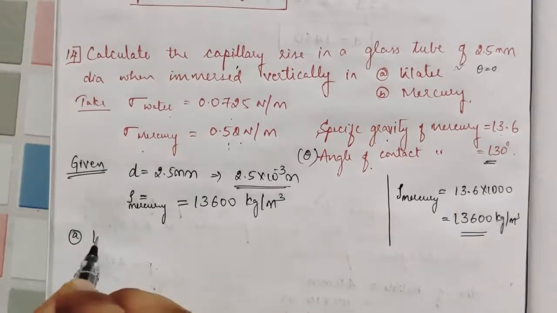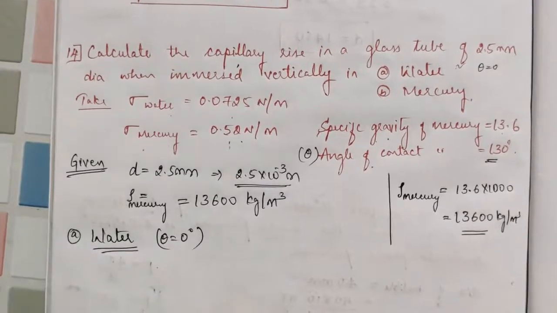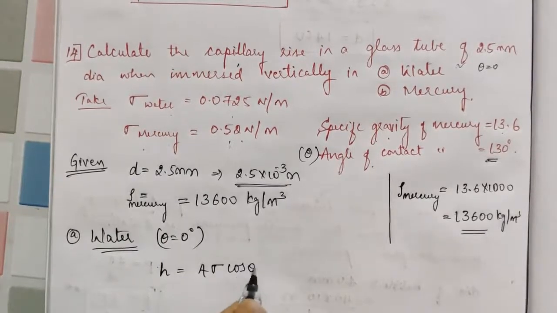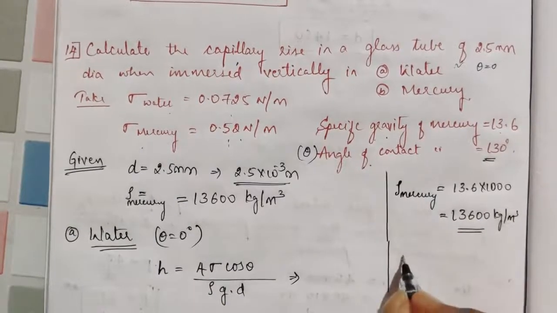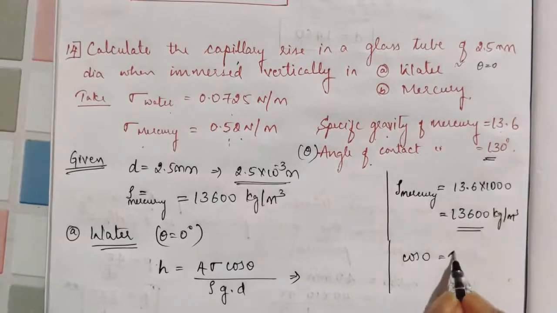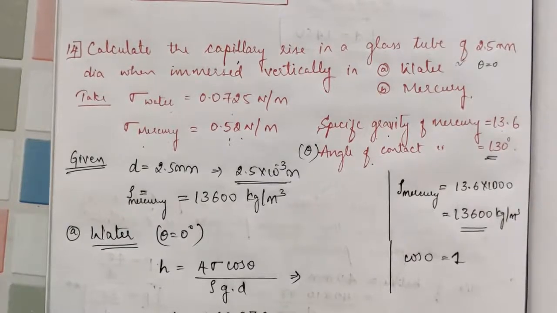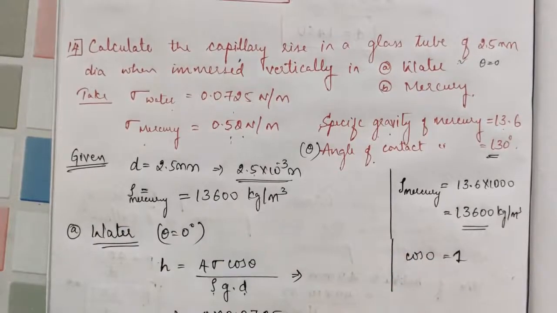So the first one is water. Whenever it is water, theta is 0 degree. So if theta is 0 degree, what will happen to the formula? H is equal to 4 sigma cos theta by rho g d. Cos 0 is 1 only. Now, 4 into 0.0725, divided by 1000, the density of water, into 9.81, the acceleration due to gravity, into d, which is 2.5 into 10 power minus 3.